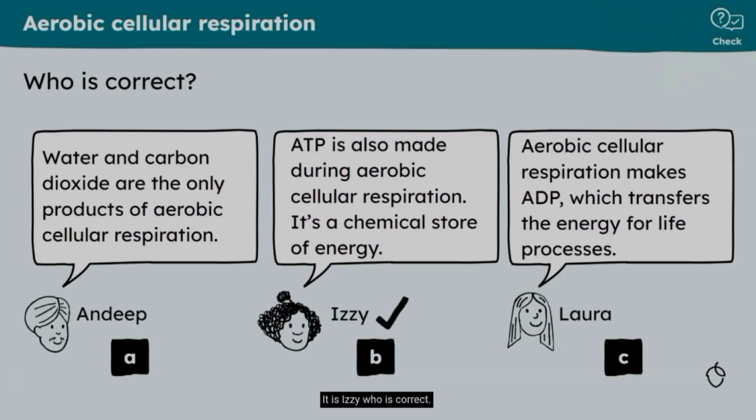It is Izzy who is correct. ATP is also made during aerobic cellular respiration. It's a chemical store of energy. Well done if you got that right.